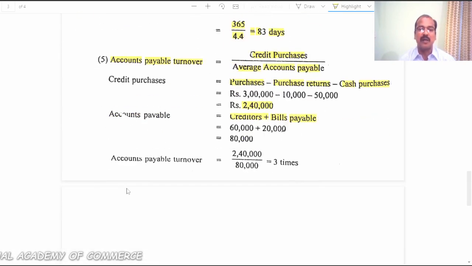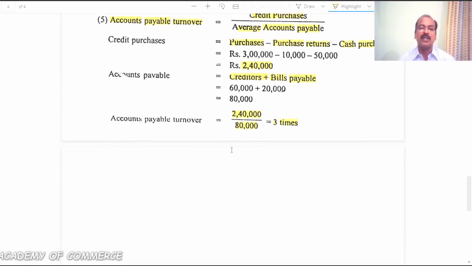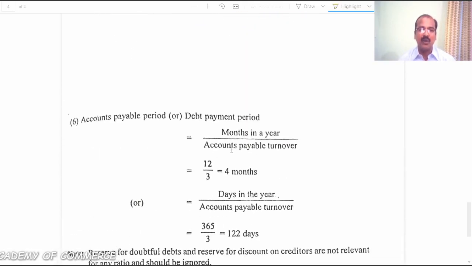So in this problem, what do we do? The net credit purchases divided by closing accounts payable gives us 3 times. That is the answer for the accounts payable ratio. If you want to calculate it in days, what is the formula? Accounts payable period or debt payment period is equal to months in a year divided by accounts payable turnover. 12 divided by 3 gives us 4 months. That means 4 months of purchases are yet to be paid to the creditors.